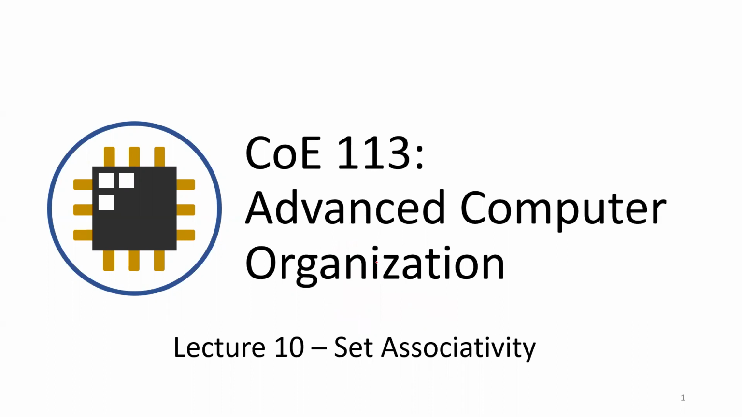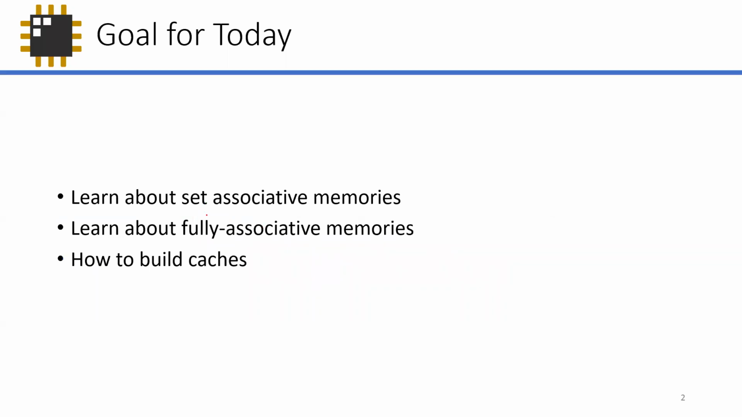Okay, today we'll discuss lecture 10, set associativity. It's the second part, or at least a technique that's good to know, because from last week there are limitations to the basic direct map version of caching. So the goal for today is to learn about set associativity. Fully associative is actually the same, but we'll discuss it later. And then, how do we actually build caches?